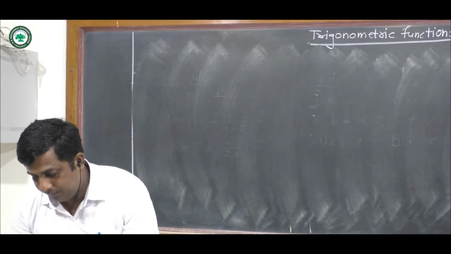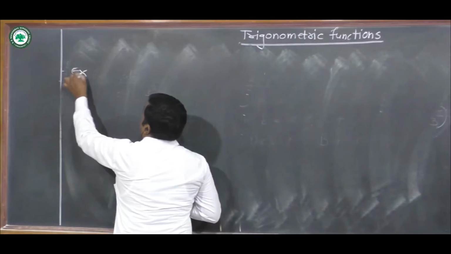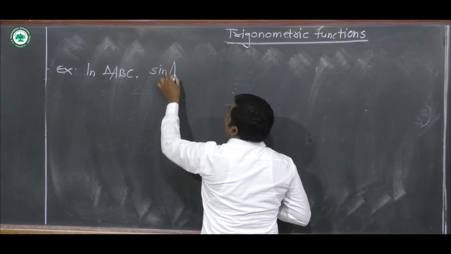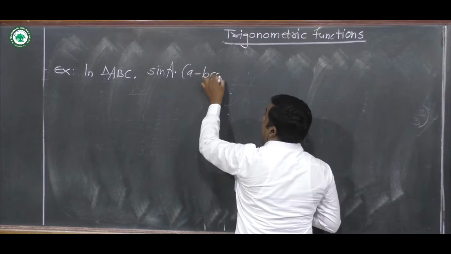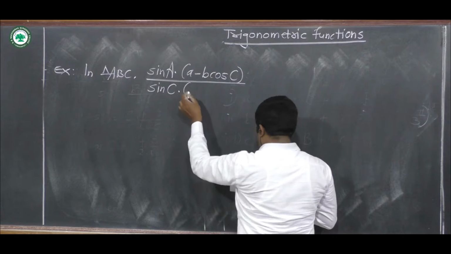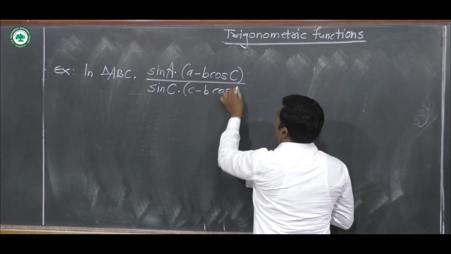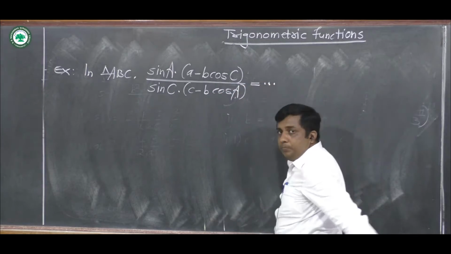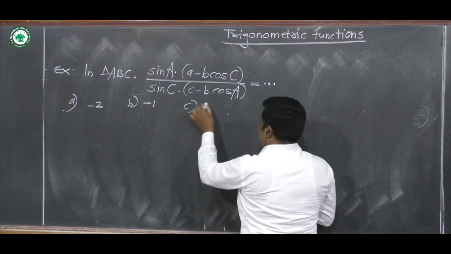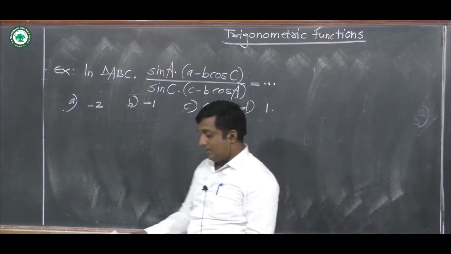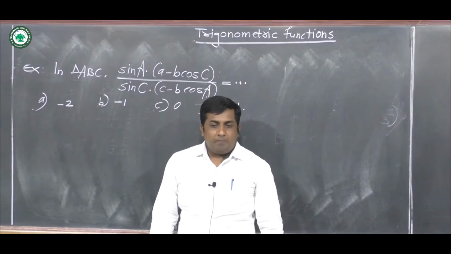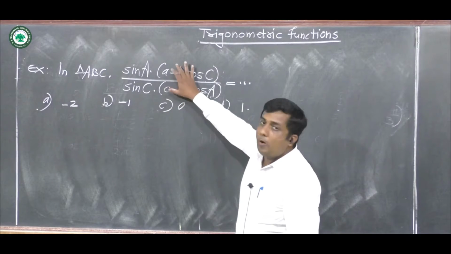Example: in triangle ABC, sin A (A minus B cos C) divided by sin C (C minus B cos A) is equal to, and your options are: first, -2; second, -1; third, 0; and last, 1. Here 1 is given.